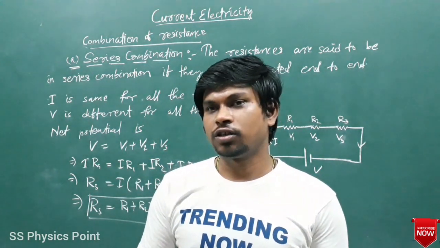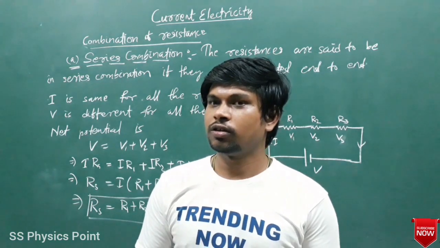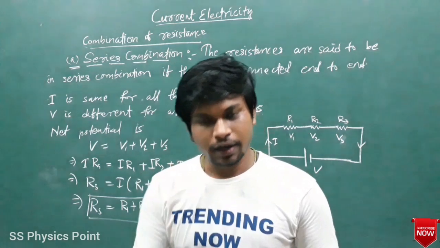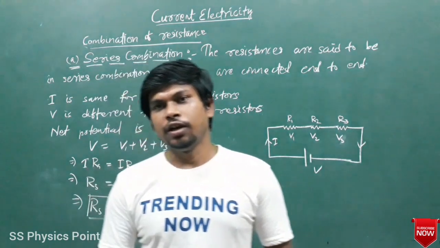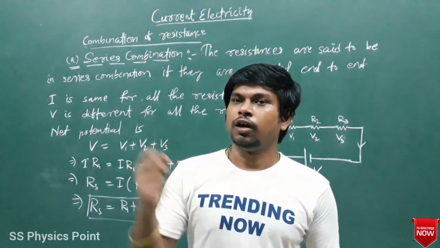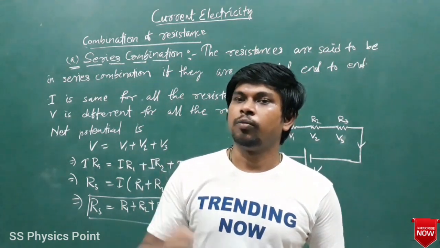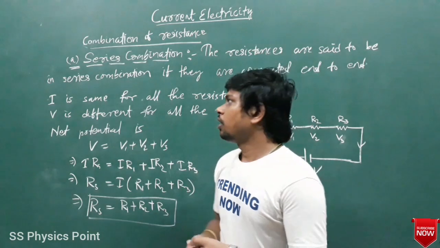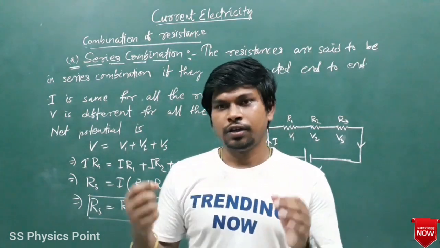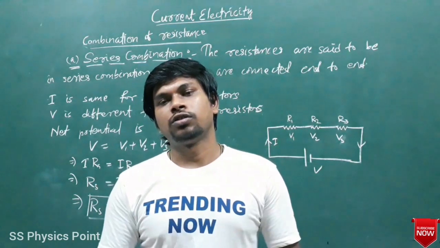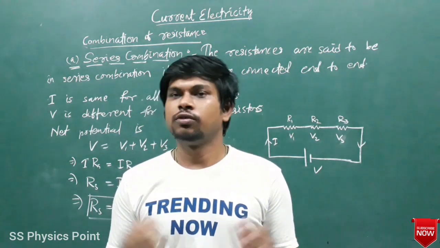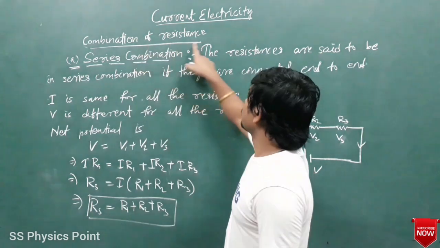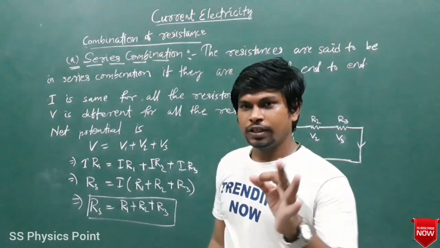Then what we have discussed in the previous lecture, the chapter current electricity. What we have studied? We have studied about drift velocity, about the variation of resistance and Ohm's law, and finally we studied about the color coding of resistor. Today we are going to study about the combination of resistance.